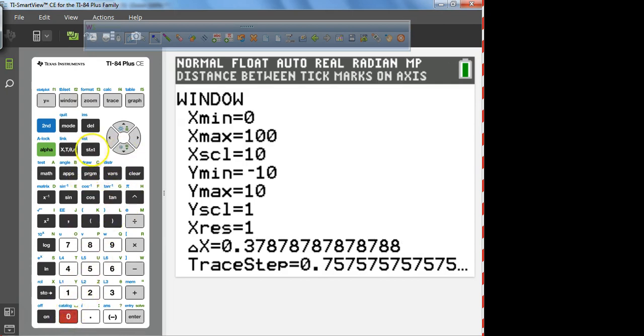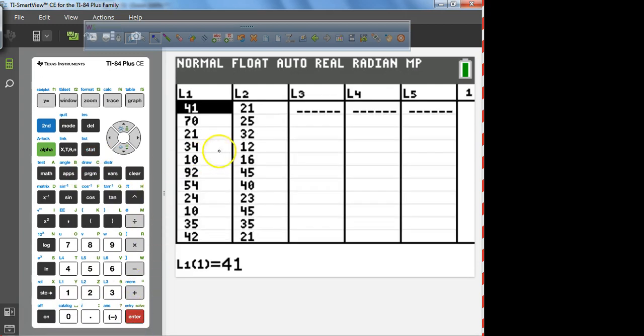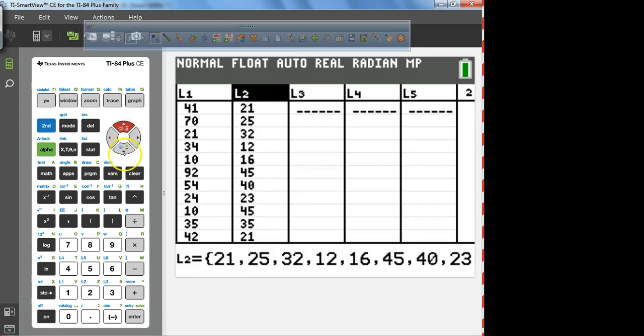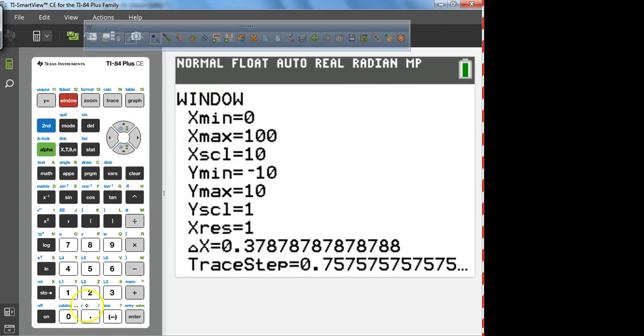Then we're going to hit Stat, Edit, and look at our Y values. What's our smallest Y value? Is it 12? I think it's 12. Okay, what's our biggest Y value? 45. Okay, so here's the window. For the window, start at 0, go all the way to 50, and let's count up by 5s.